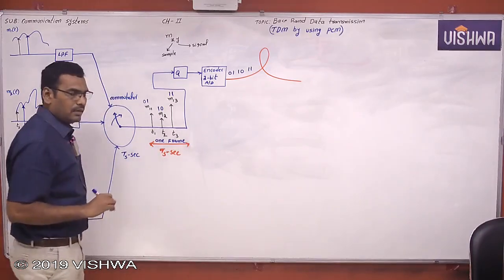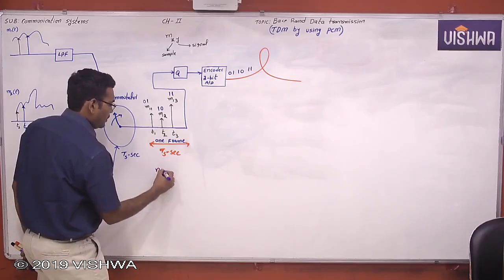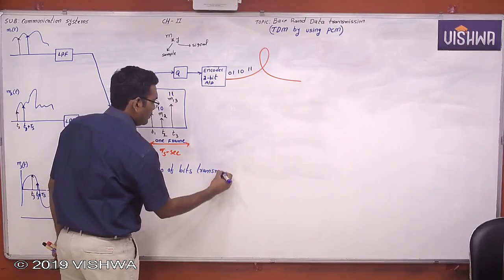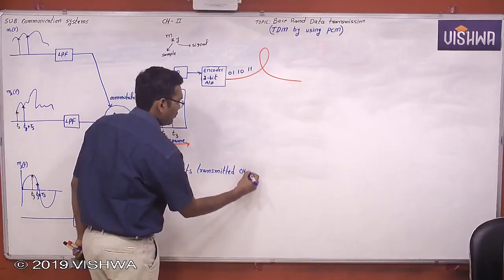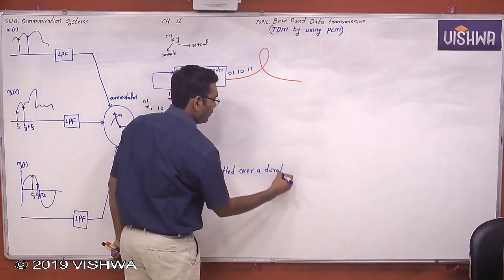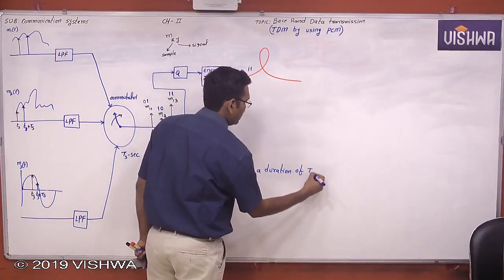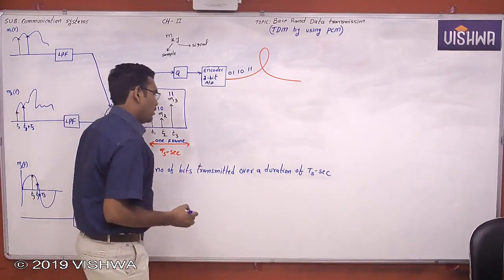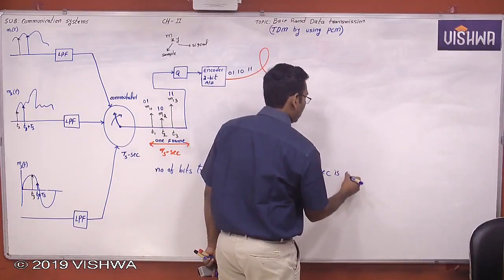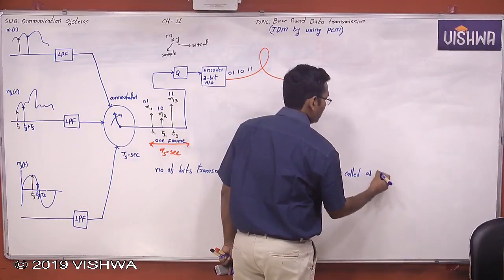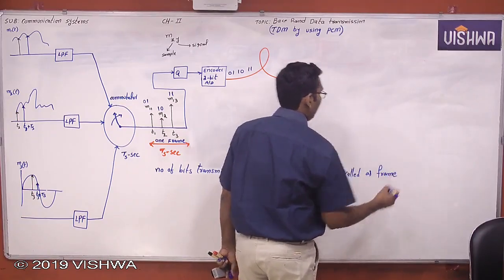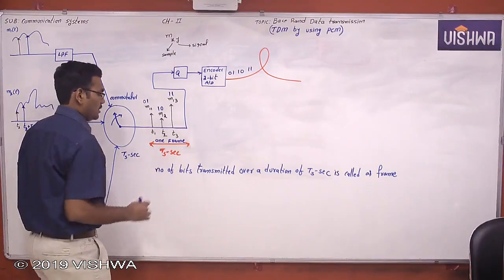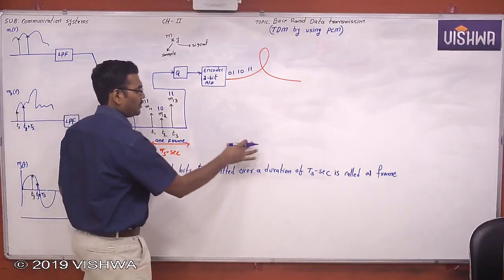Now what is the frame duration? Ts seconds. What is the frame? The number of bits transmitted over a duration of Ts seconds is called a frame. Frame length or frame duration is Ts seconds. So this is the first frame, second frame, third frame, like this.